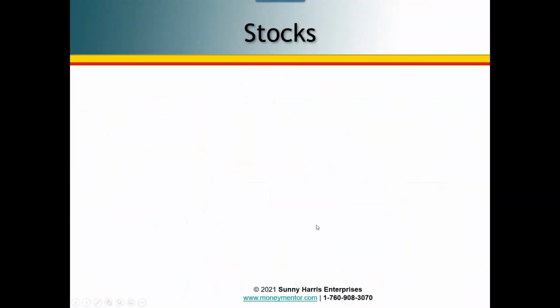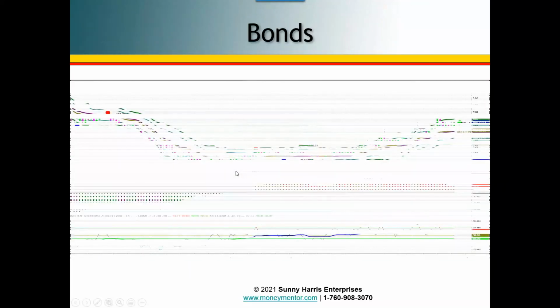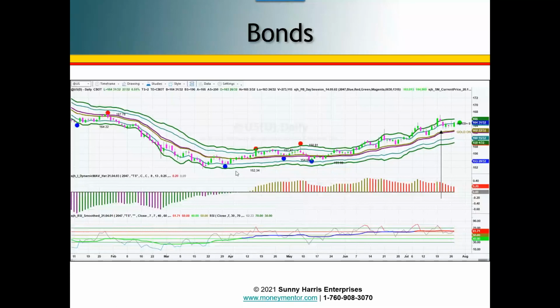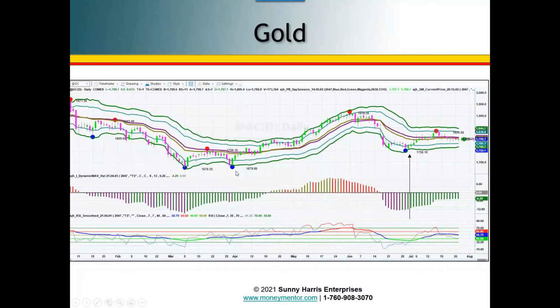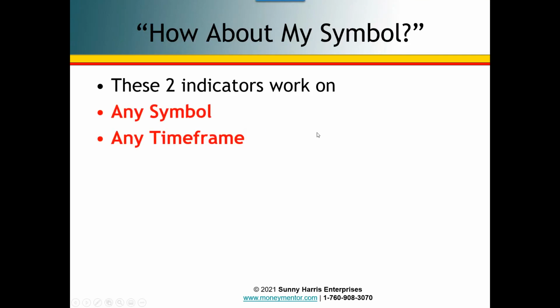You can trade anything with these two indicators. You can trade stocks. You can see the calls there. You can trade bonds. You can see that's where it called for short. Gold, right there, called for long on gold. And you might ask, how about my symbol? So these two indicators work on your symbol too. They work on any symbol and any time frame.